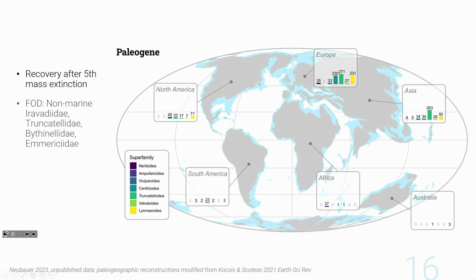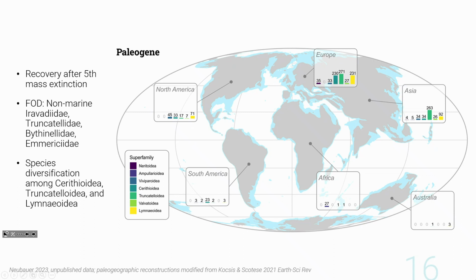And we have a diversification in Europe and in Asia. You see here the quite increased species numbers. First occurrences of a number of new groups, but not really a lot, and not very diverse ones. Maybe petinelids are an exception.